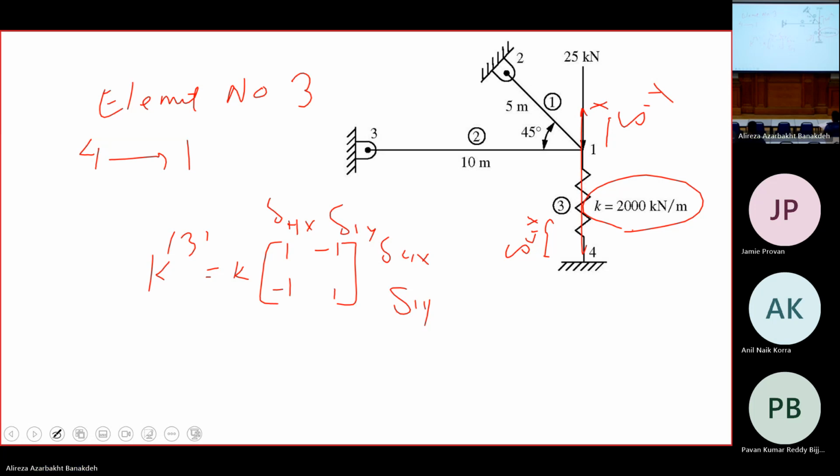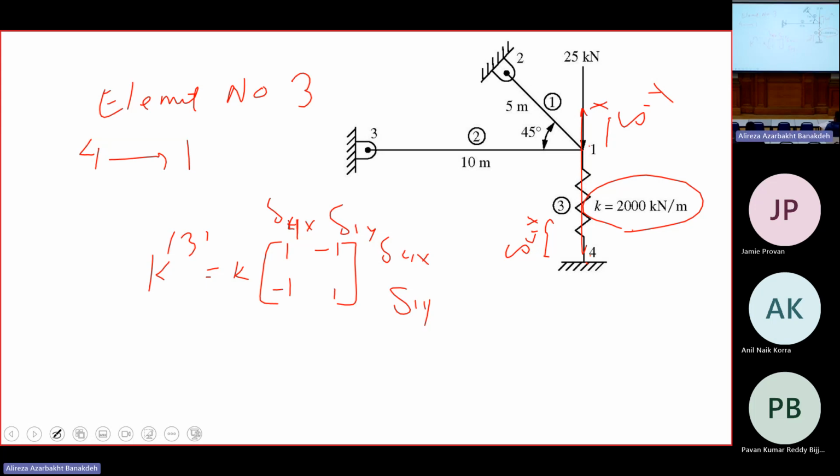So I'm just using the same terminology as the coordinate system for other elements. It's connecting 4 to 1. So it's delta 4x, delta 1y, the first end and the second end. So when I assemble the big matrix, I should put these 4 elements into the right places, right?